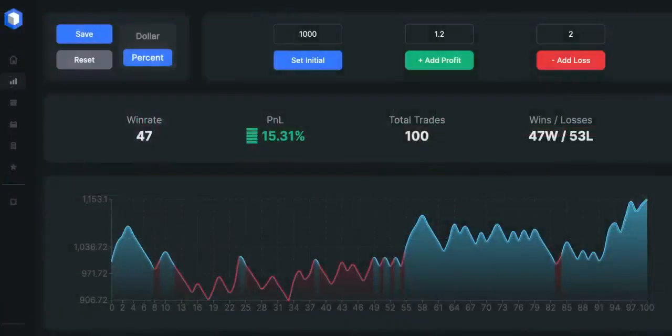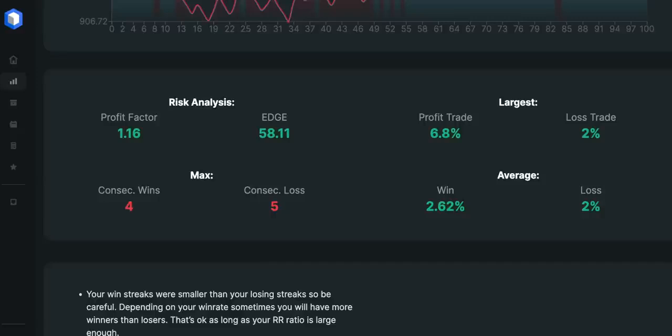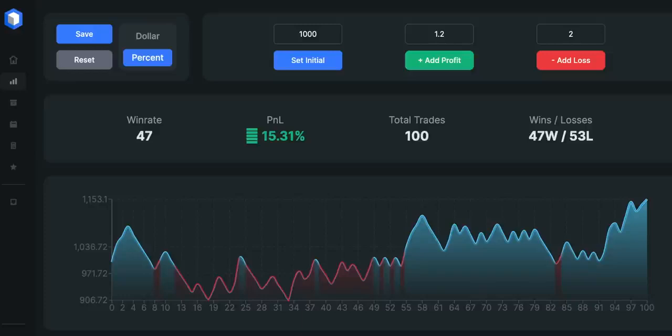Okay, so after 100 trades, we see that the win rate for this strategy is only 47%. I found those setups within 2 weeks. We also increased our account size by 15.31%. The profit factor is only 1.16 and we had 4 wins in a row against 5 losses in a row. So yeah, the results are pretty average, but the strategy is making money.